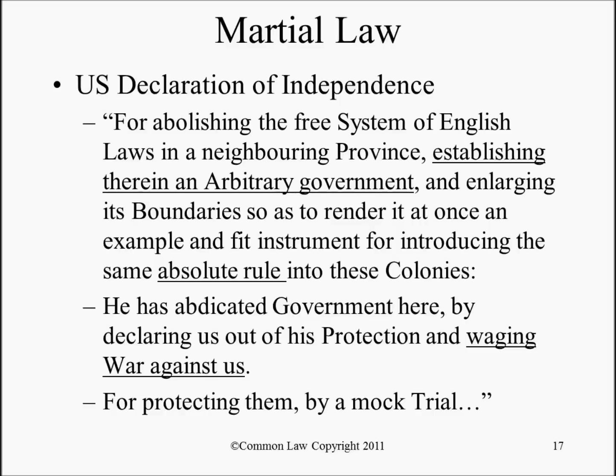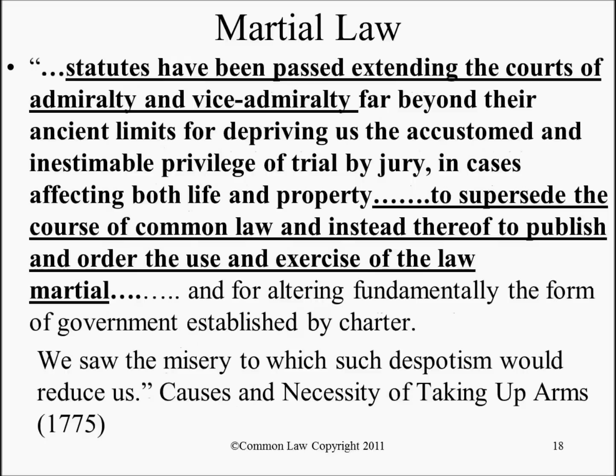He has abdicated government here by declaring us out of his protection and waging war on us. Well, gee, that sounds like the Trading with the Enemy Act. That sounds like what's going on today with the so-called fictitious war on terror. We're protecting them by a mock trial. That sounds like a kangaroo court. It sounds like what's going on today. You got to understand that the Declaration of Independence is basically a list of grievances. And these are some of the grievances listed in there that I went through and found that apply today. This is the same stuff that's going on today. Anyways, let's keep going here.